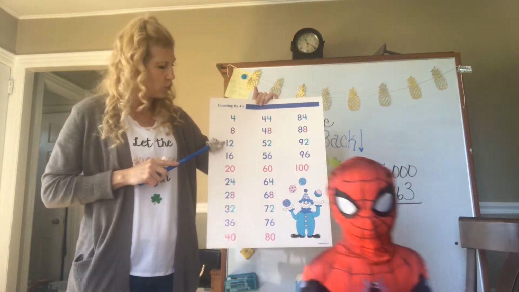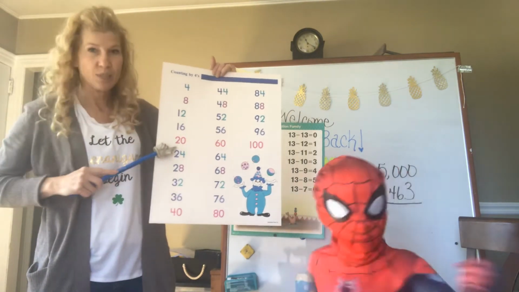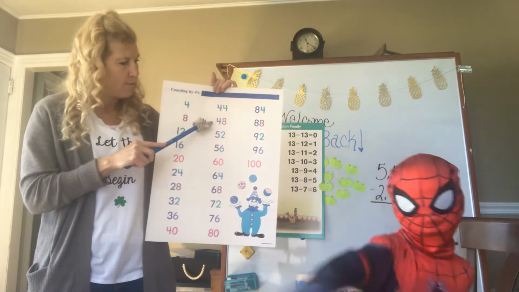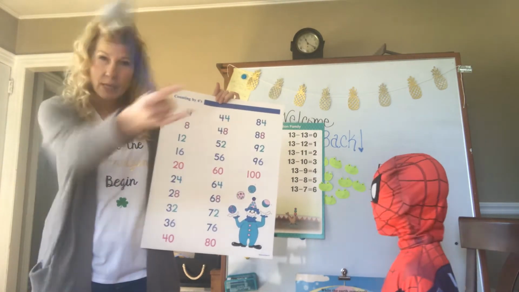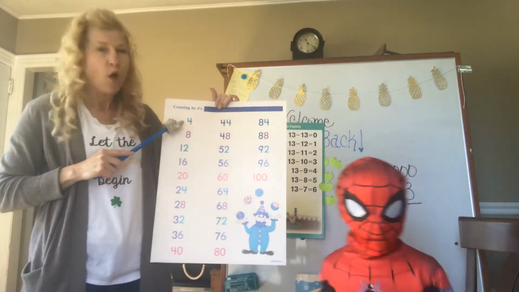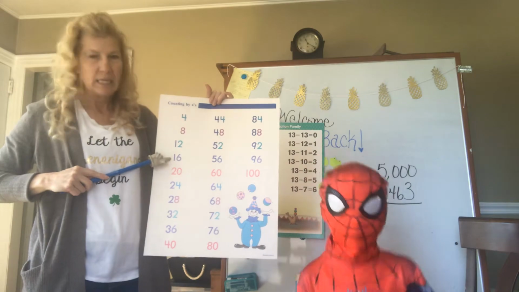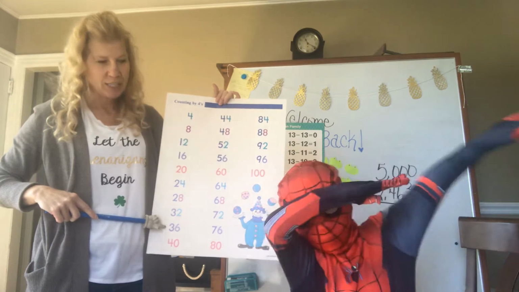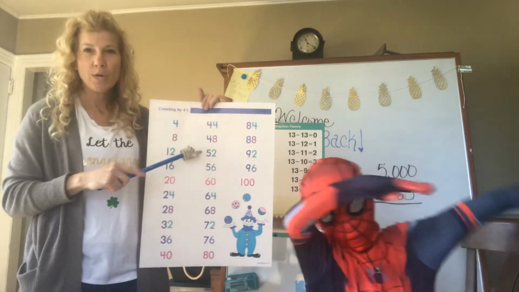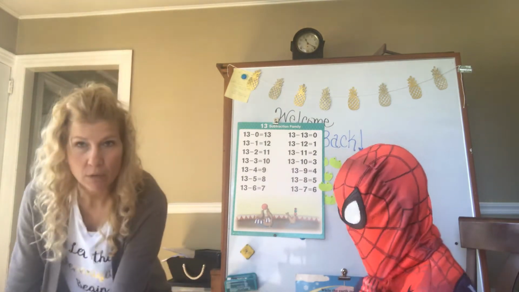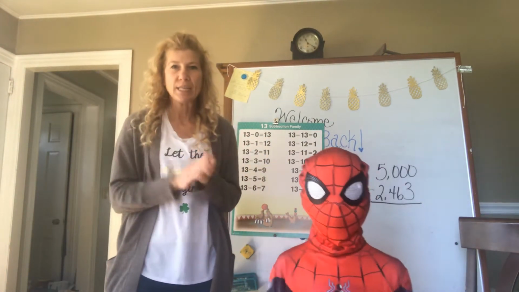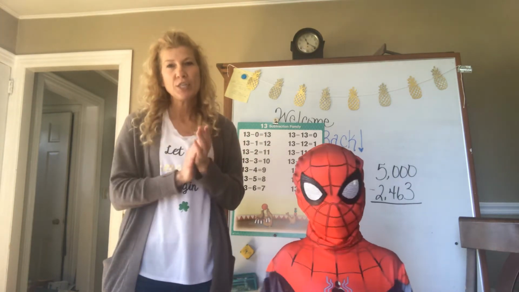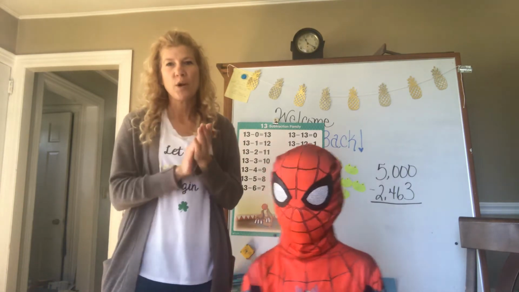4, 8, 12, 16, 20, 24, 28, 32, 36, 40, 44, 48. And let's do it again, and you can go ahead and shoot a web like Spidey. Ready, begin. 4, 8, 12, 16, 20, 24, 28, 32, 36, 40, 44, 48. And then you should be able to say it without looking, and we'll clap it out. 4, 8, 12, 16, 20, 24, 28, 32, 36, 40, 44, 48.